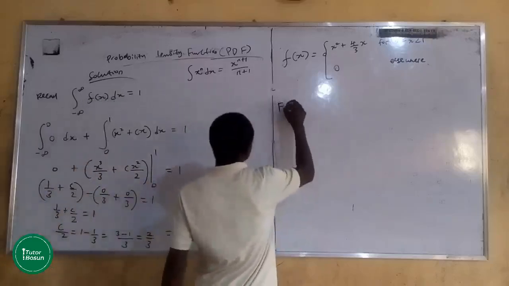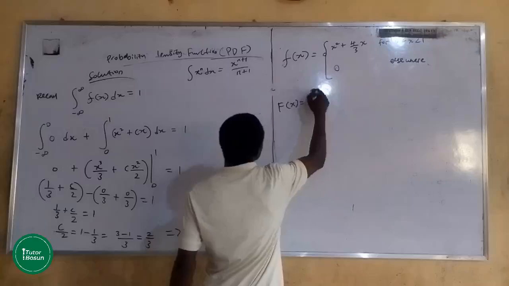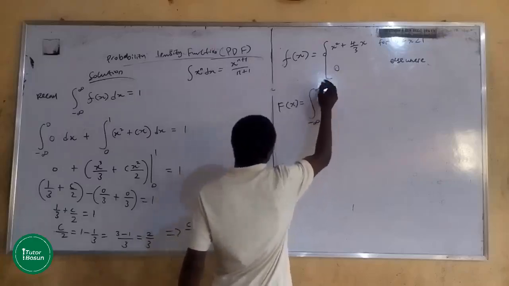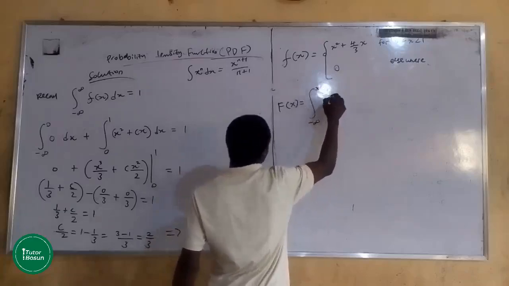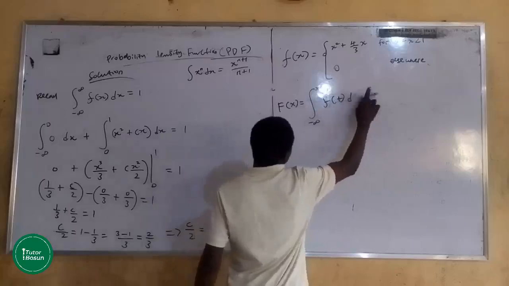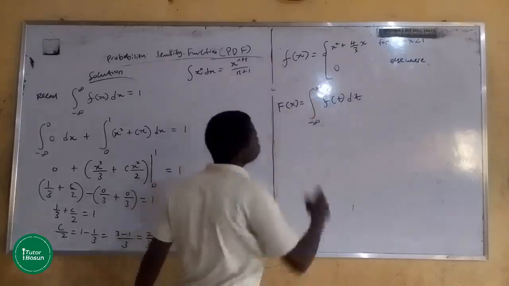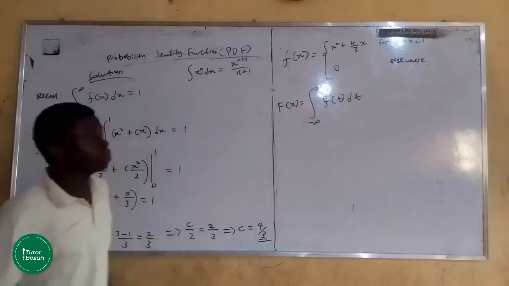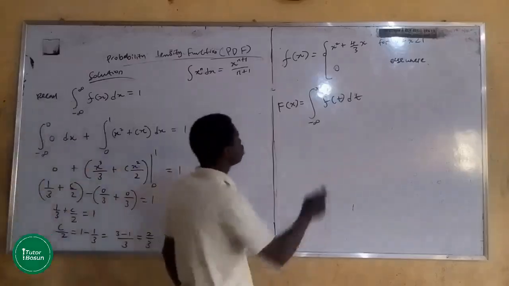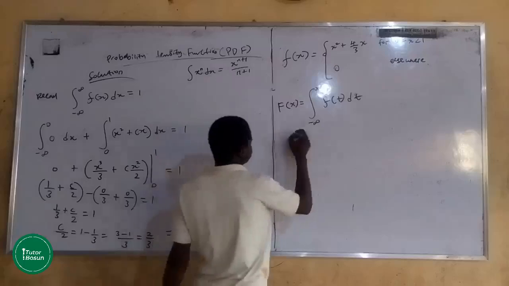And we know that capital F of x is the integral from minus infinity to x of f of t dt. So everywhere you find x in your function, you replace it with t. Then when you use the boundary condition, x comes back into the expression.